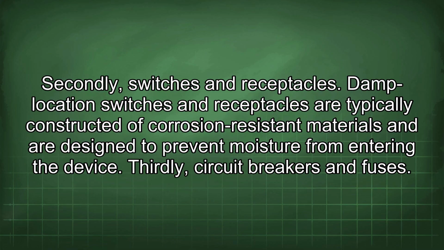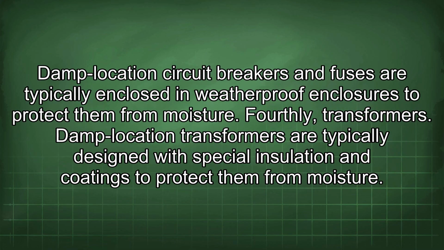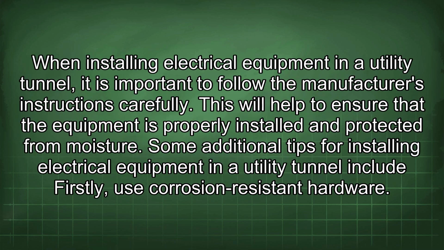Thirdly, circuit breakers and fuses. Damp location circuit breakers and fuses are typically enclosed in weatherproof enclosures to protect them from moisture. Fourthly, transformers. Damp location transformers are typically designed with special insulation and coatings to protect them from moisture. When installing electrical equipment in a utility tunnel, it is important to follow the manufacturer's instructions carefully. This will help to ensure that the equipment is properly installed and protected from moisture.